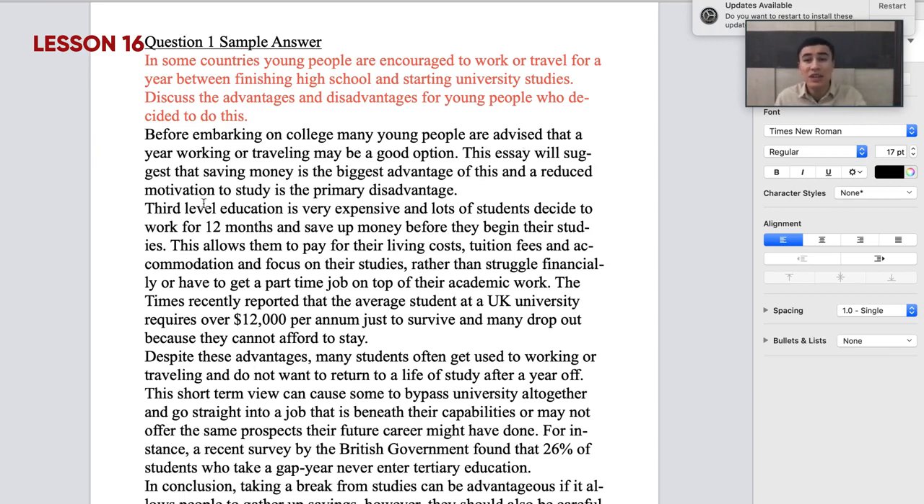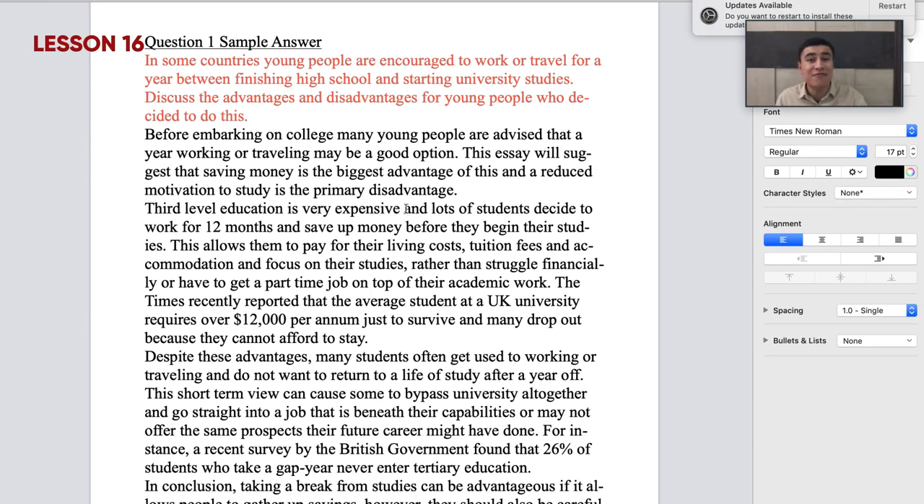Okay, this essay will suggest that saving money is the biggest advantage of this and a reduced motivation to study is the primary disadvantage. So we are pointing out what is the main advantage and what is the main disadvantage. Okay, now moving to the body paragraphs, and if you remember, I told you that you should dedicate your first paragraph to the advantages. Okay?